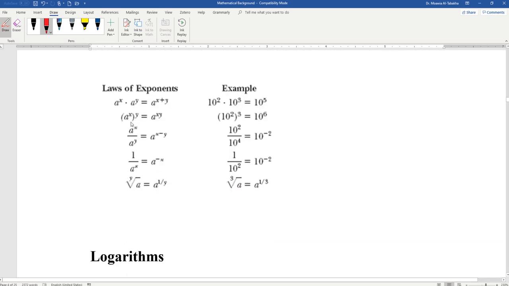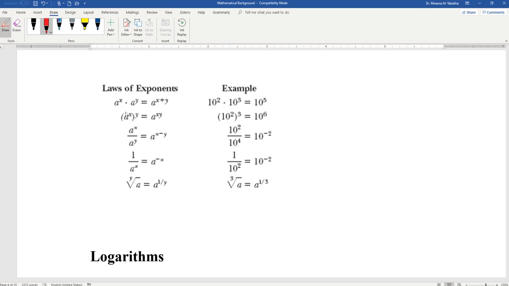Also, I want you to know the relationships when you multiply exponents. For example, we have a number a to the power of x multiplied by the same number to the power of y. How do you deal with this? Because you are multiplying the same numbers, it will be a, and you add the powers, x plus y. For example, 10 to the power of 2 multiplied by 10 to the power of 3. We have the same 10s here, so the answer would be 10 to the power of 2 plus 3.